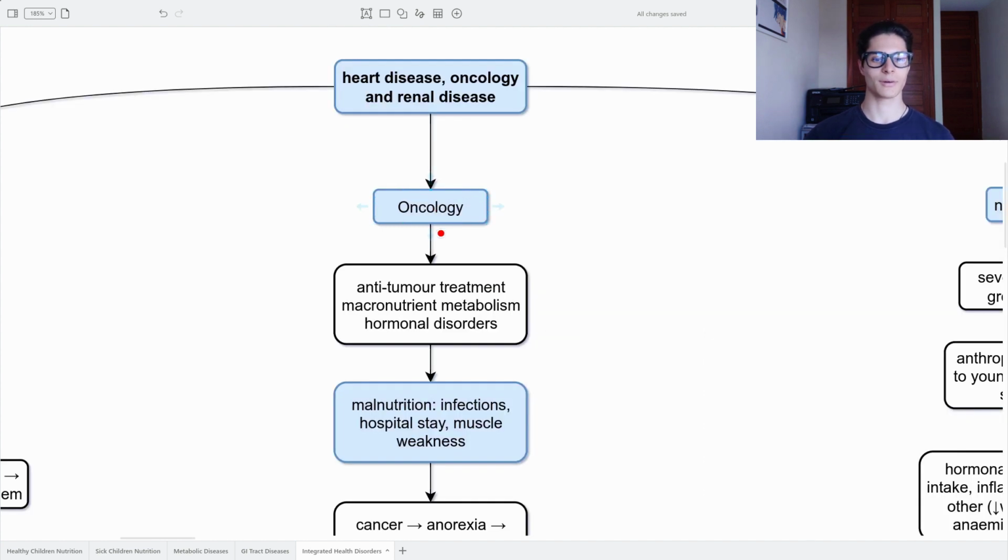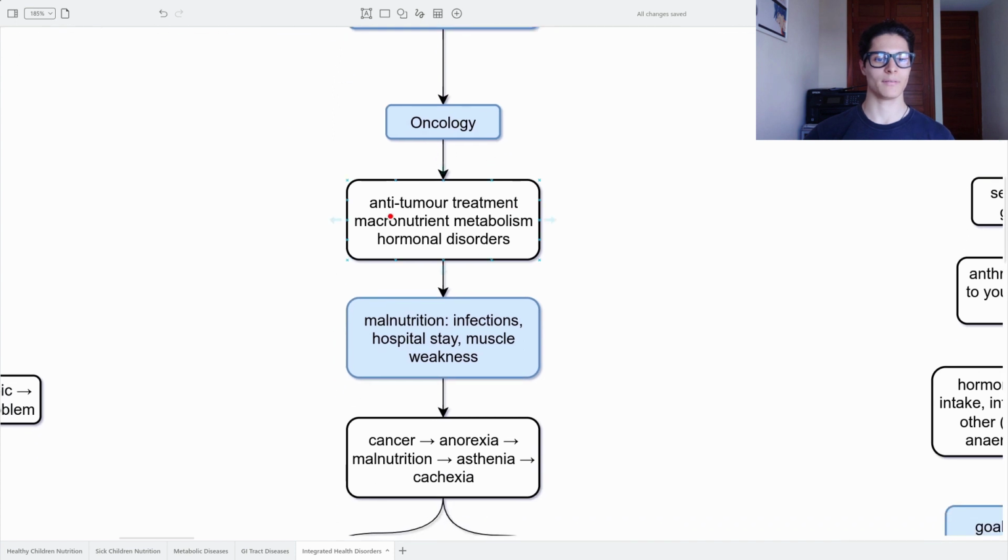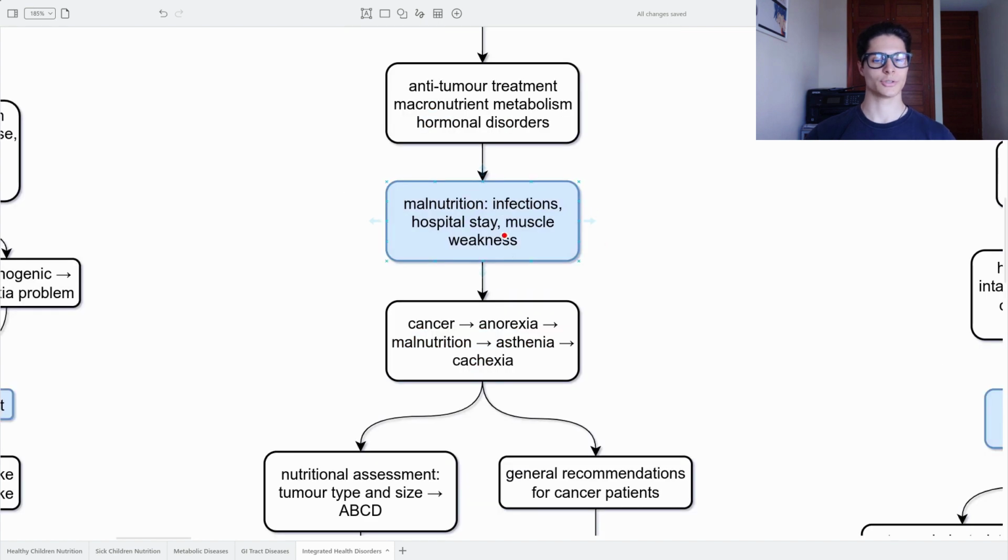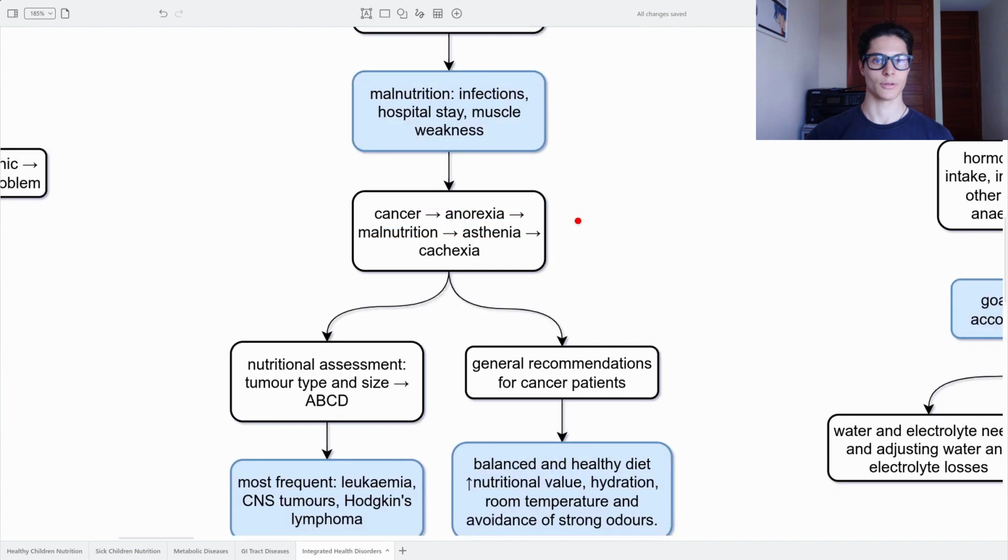Moving on, taking a look at oncology, we have an anti-tumor treatment, macronutrient metabolism and hormonal disorders. The malnutrition has to do with infections, hospital stay, and muscle weakness. You have to know that the cancer can lead to anorexia, which is indeed malnutrition, then to asthenia, and ultimately cachexia. So it's very, very important to avoid this development and treat in an early stage.